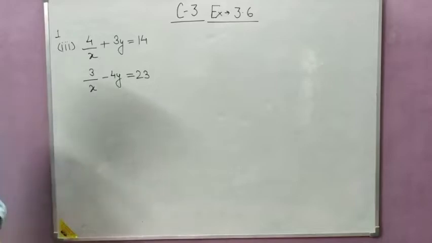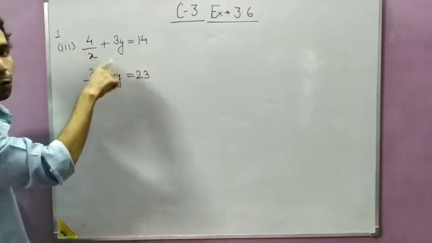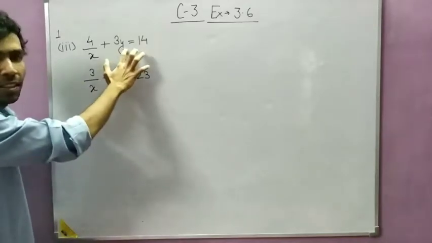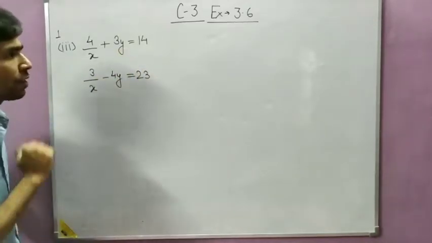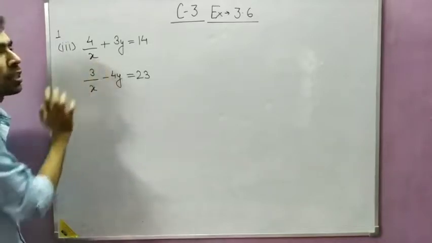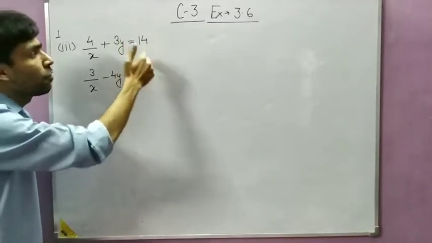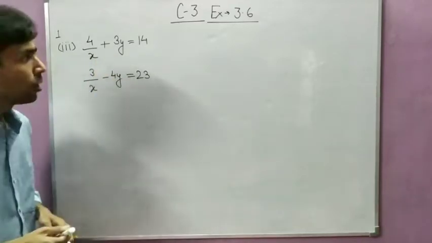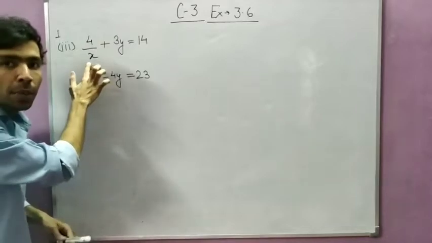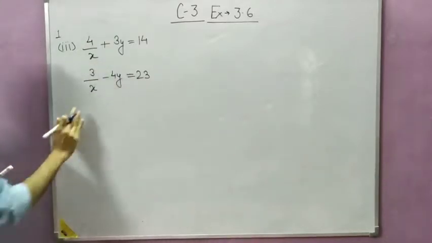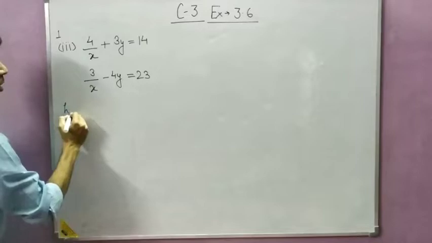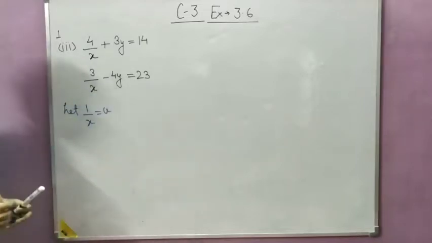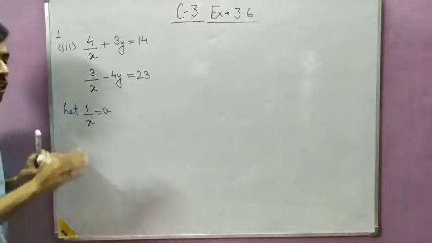See, in these two equations, x is in the denominator and y is in the numerator. Because it is in the denominator, first we will convert these two equations into linear form, because they are not in linear form. Because only x is in the denominator, we will assume let 1 by x equal to u. Only 1 by x equal to u.